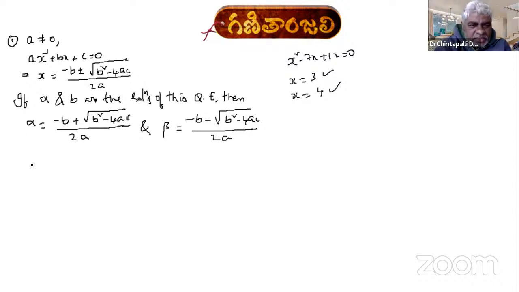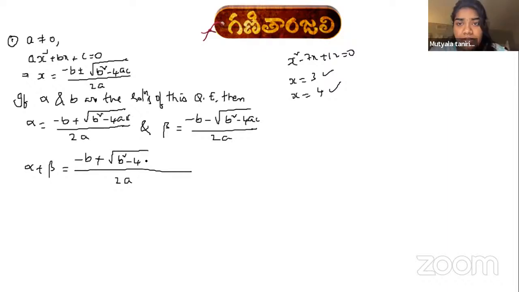Now let us see what happens if we add these two roots, alpha plus beta, that means the sum of the roots. Can we add directly? The denominator 2a is the same, so we can write directly by 2a. The numerator of alpha is minus b plus the square root of b square minus 4ac, plus minus b minus root of b square minus 4ac.